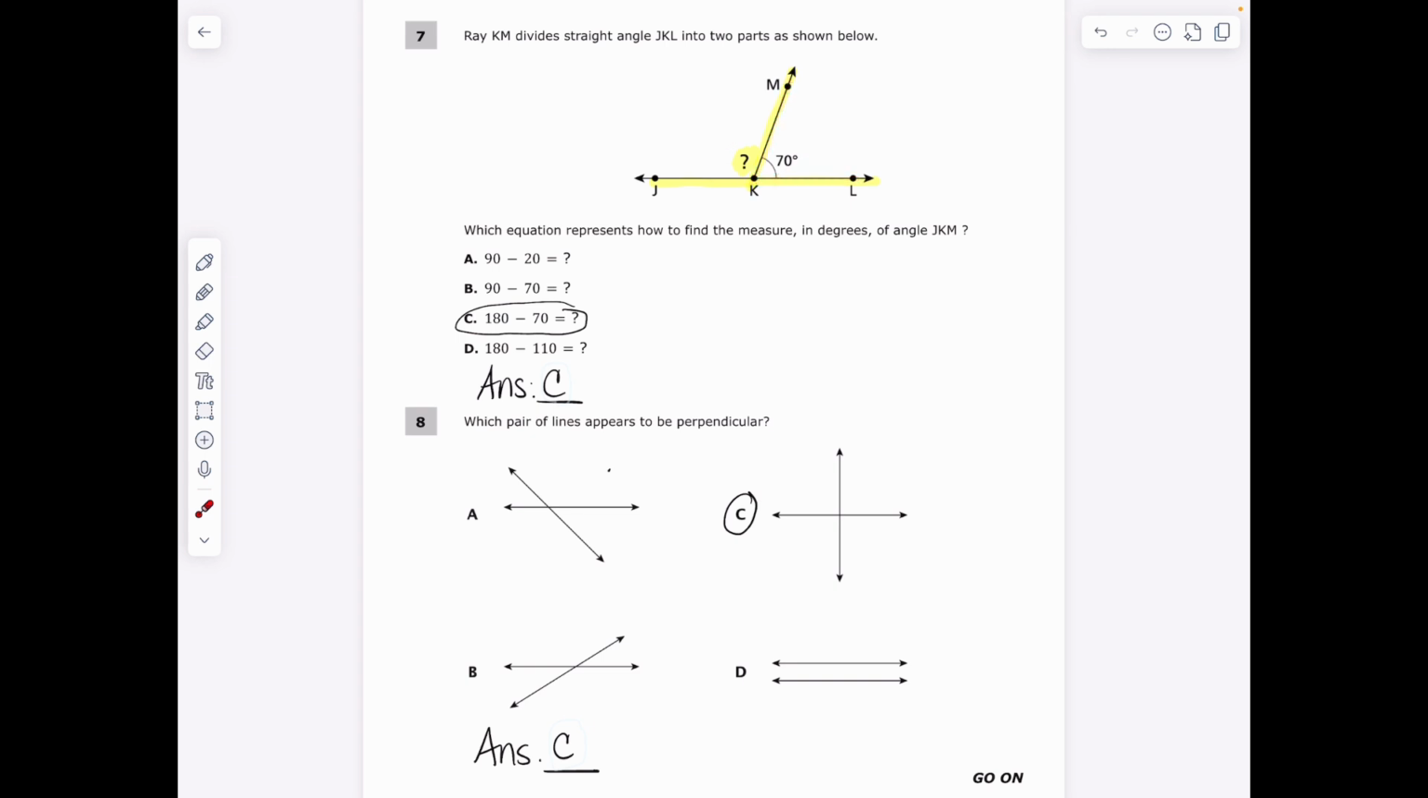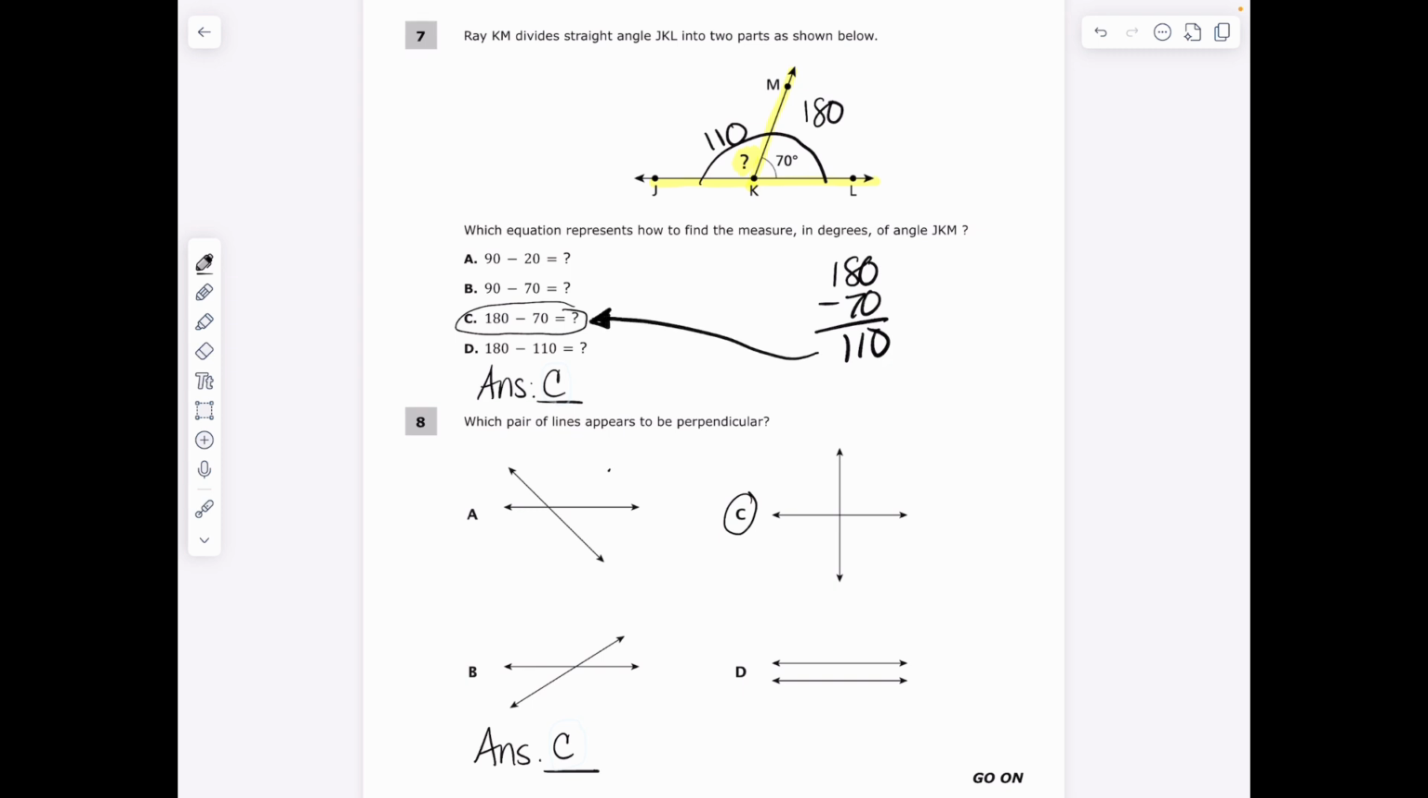So what do we know? We know that if I were to go from here to here, this would be a straight angle. This whole thing would have been 180 degrees, right? But because we already know this part over here is 70, what's the rest? All I would have to do is 180 and take away the 70, and that would have given me this other piece of 110. And so that work matches this expression.